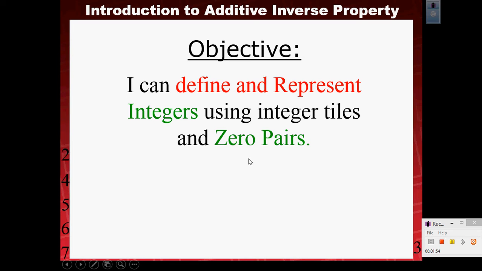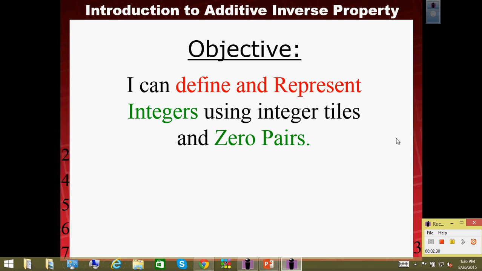Let's read it together. 1, 2, 3. I can define and represent integers using integer tiles and zero pairs. Let's read it again. 1, 2, 3. All right. So copy that at the bottom left of your Cornell notes. Write that where it says objective. And for those of you that already have your colored pens, make sure you're color coding your objective.